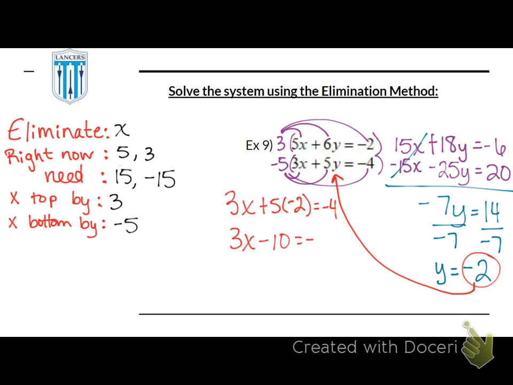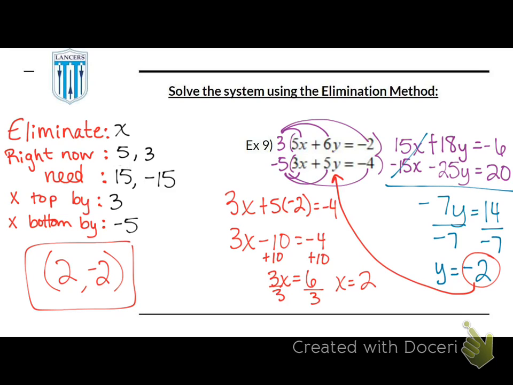Negative 10. Add it on both sides. 3x equals 6. Divide by 3 and we get x equals 2. Our answer should always, always, always be an ordered pair. So it would be 2, negative 2.